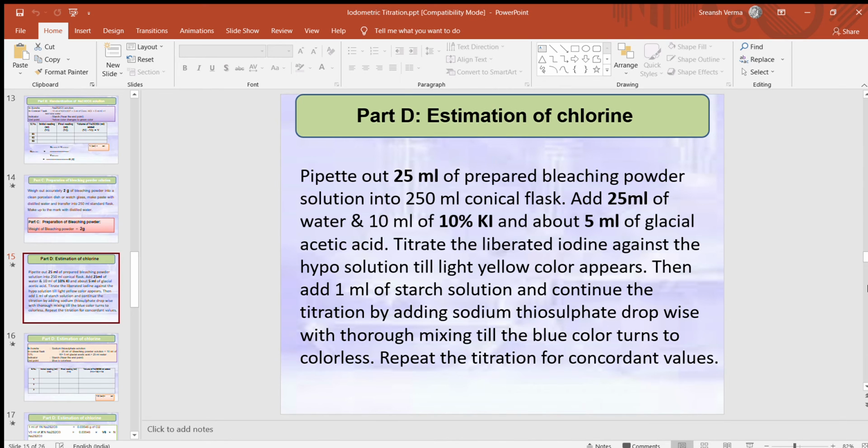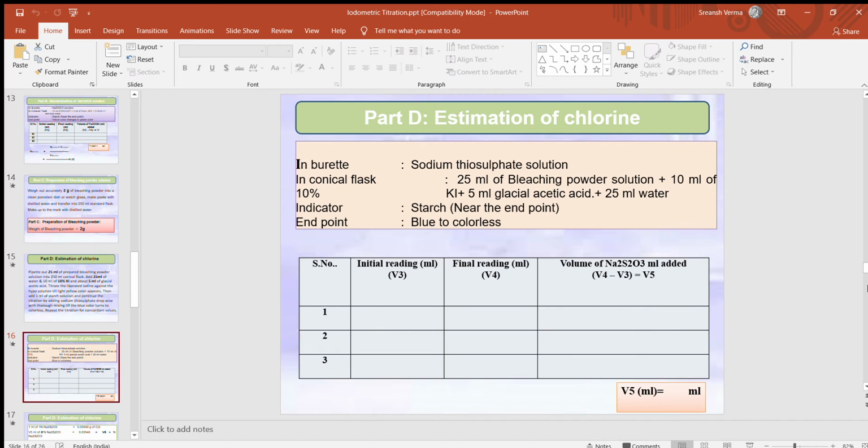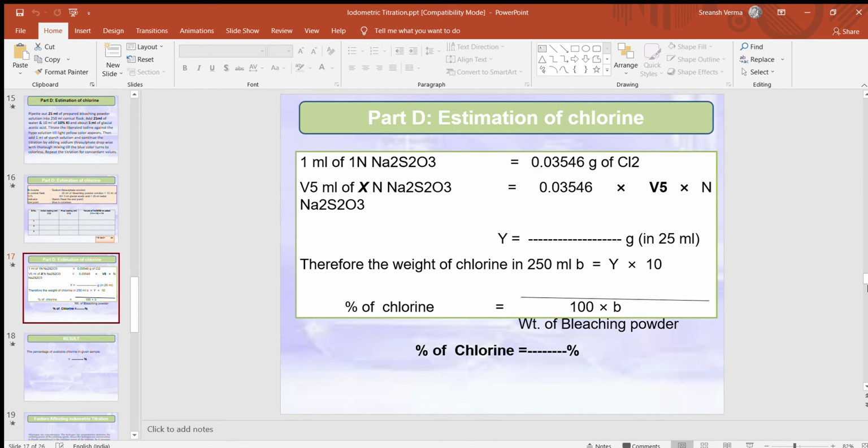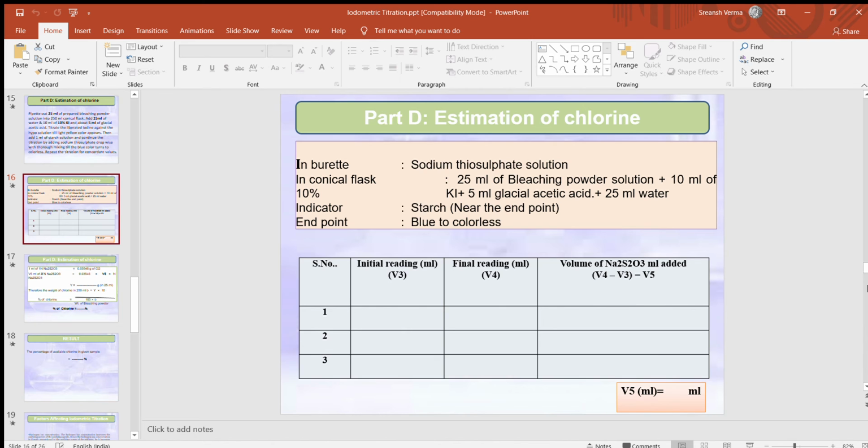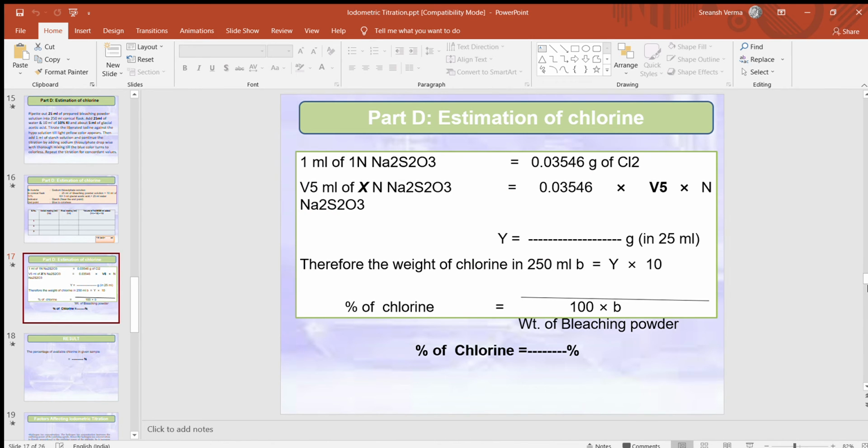How are you going to do the calculations for the estimation of the chlorine? So you have to note down the initial reading, then note down the final reading, and subtract the V3 value from the V4; you are going to get the volume, that is V5. Now, whatever volume you have obtained through the titration, you need to use it for further calculations. So we know that 1 ml of this hypo solution is equal to 0.03546 grams of chlorine. So we need this volume V5.